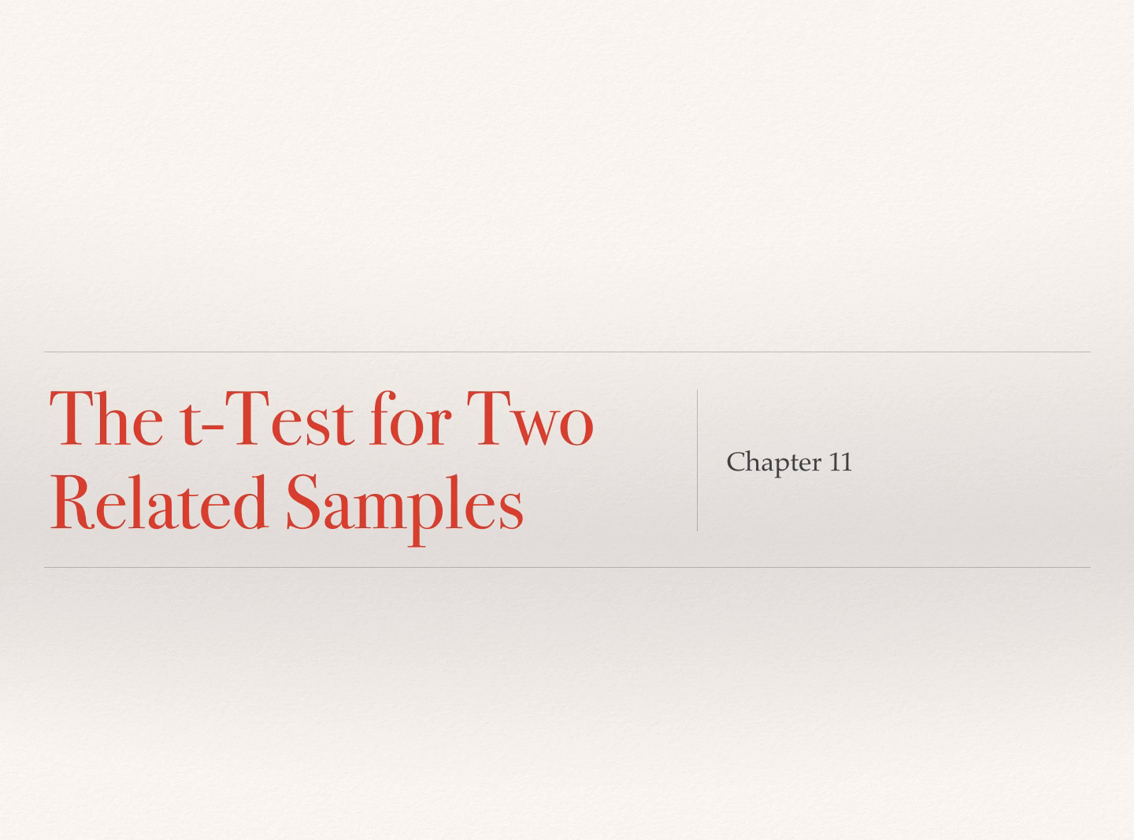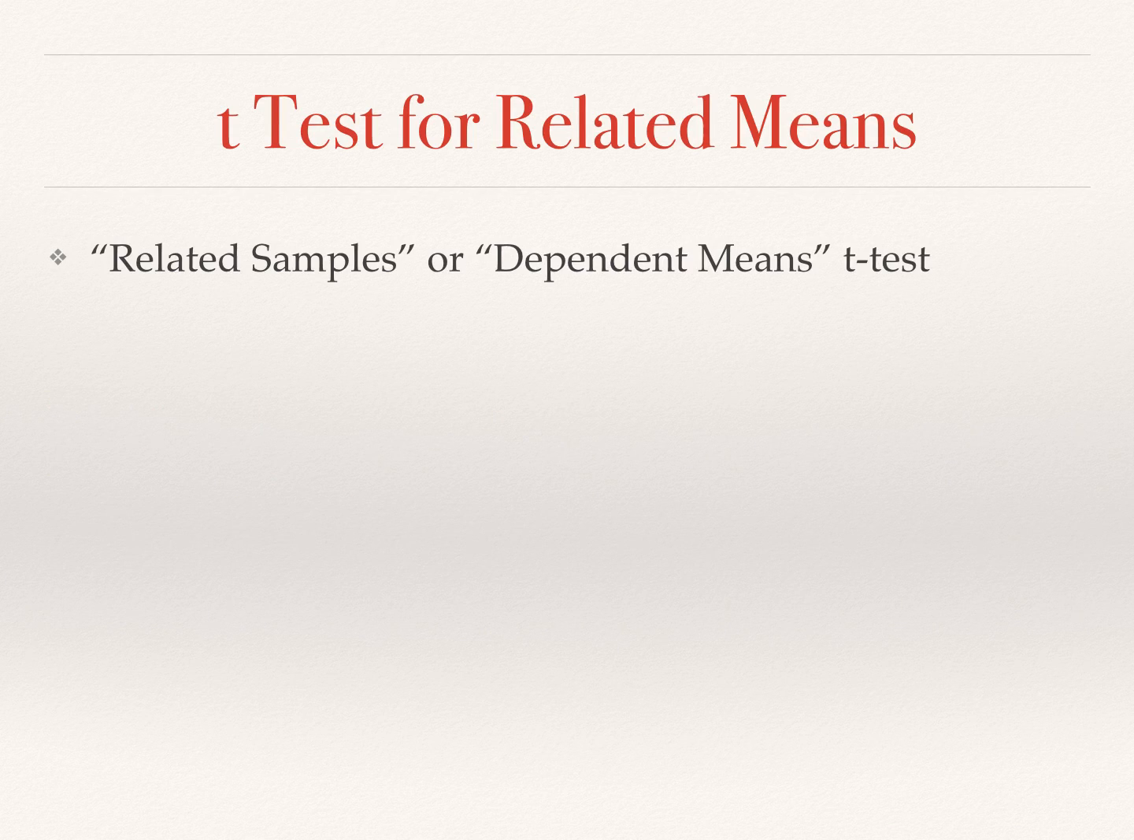So this t-test is for these related samples. We're calling these related samples or dependent means t-tests. There's a relationship between the scores in each of the groups, as opposed to the independent means t-test, where there was no relationship between the two groups. There was no overlap between them.